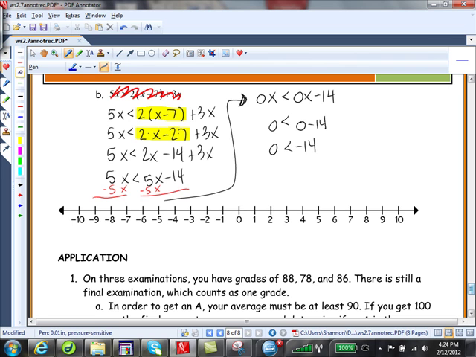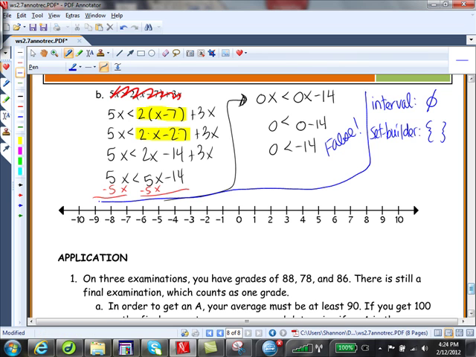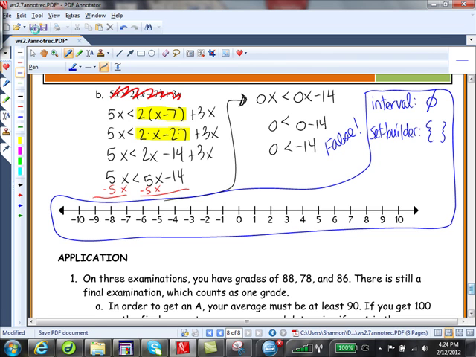Is that true? Nope. This is false, right? So for this one, I suppose for the interval, there's no real interval of numbers. So why don't we just put the empty set, and for the set builder, we'll do the empty set with the empty roster brackets. And we don't shade anything. It's a completely unshaded number line. So that's the easiest graph you ever did, right?